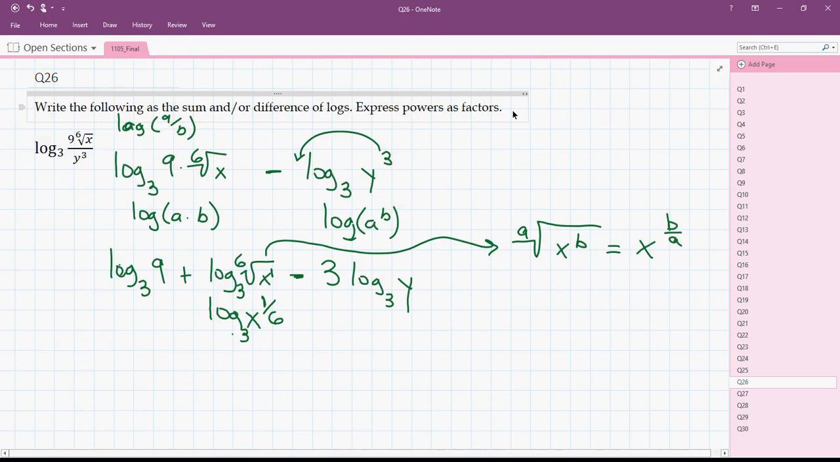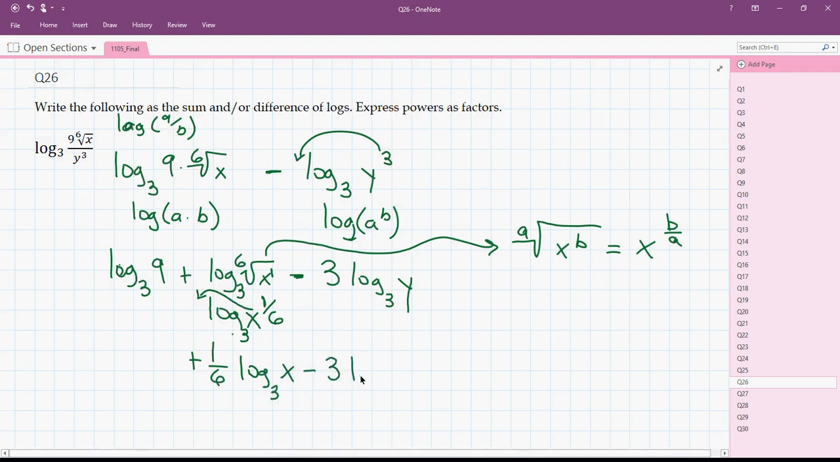So using our previous power rule, since this is an exponent, it'll also come down. So we'll have plus 1 over 6 log base 3 of x minus 3 log base 3 of y. Now this log base 3 of 9, by the rules of logarithms, we can just say is equal to 2.